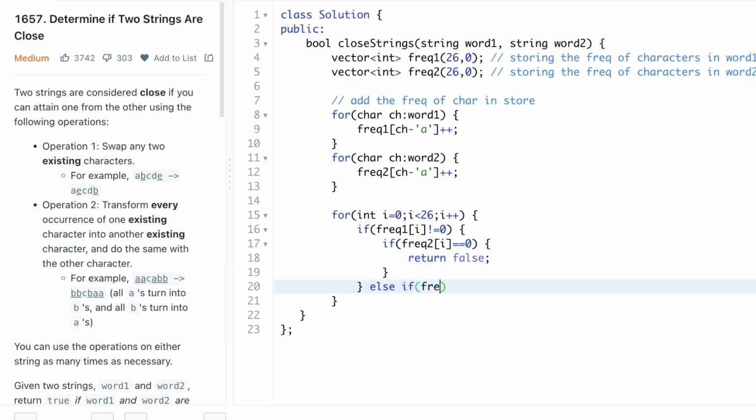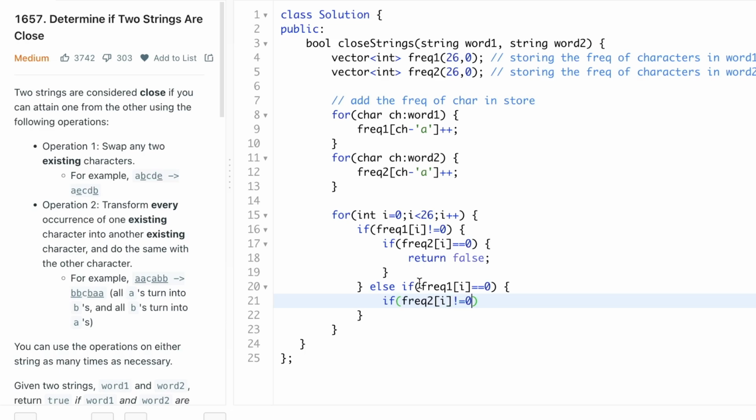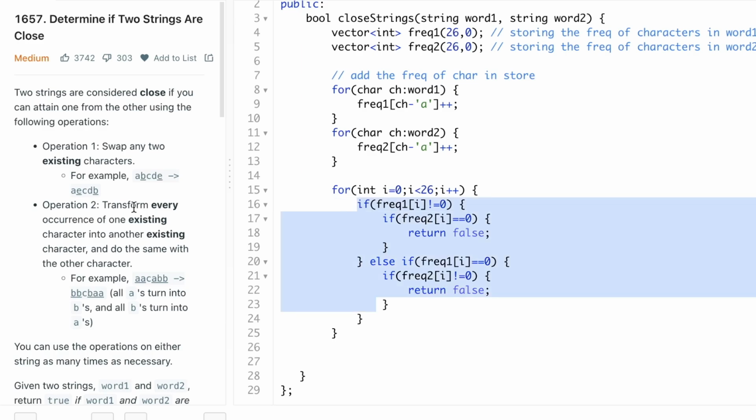And if it is not equal to 0, we will not consider it. Else if frequency 1 of ith is equal to 0, we can check if frequency 2 of ith is not equal to 0. If some character is not present in this one, but it is present in the second word, at that time we can say they are not close, and return false. Else we will come out of the loop, because the characters are the same in both, possibly with different frequencies.